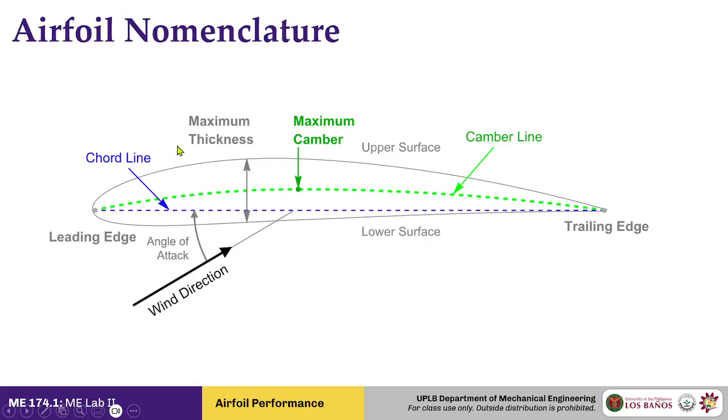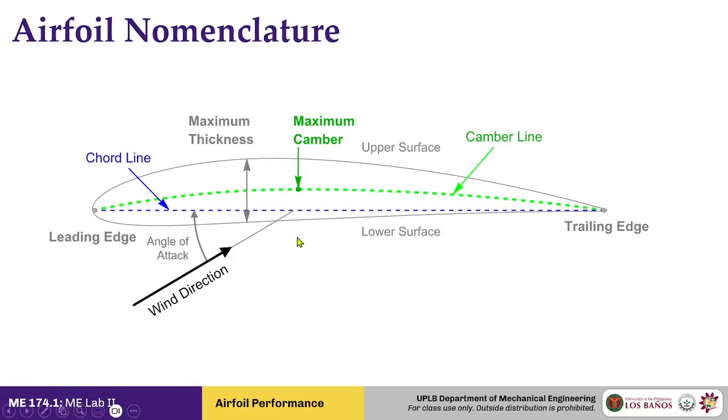Most of these terms can be specified in terms of percent chord line. So if you want to examine different kinds of airfoils and ignore the effect of scale, you can just specify that this value is this percent of the chord, or this value is 0.05 of the chord, etc. Now, for the upper and lower surfaces, there are no specific terminologies. It is what it is.